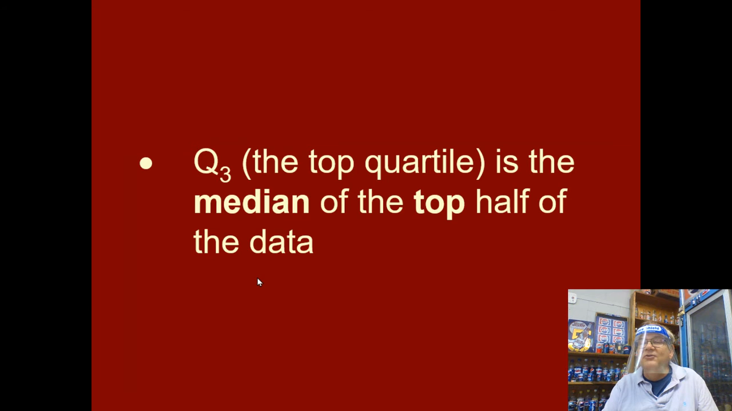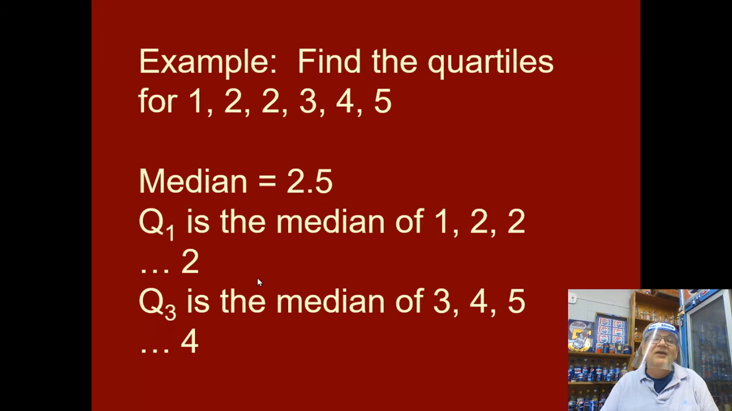Now, while I'm going to literally do that by hand in a second, generally what you're going to do is let your calculator do it for you, and it's no big deal to do that. So just median, median of the bottom half, median of the top half, that's all we got for quartiles. So if I had numbers like 1, 2, 2, 3, 4, and 5, would you agree the median of that is 2.5? Halfway between 2 and 3, and that's exactly right.